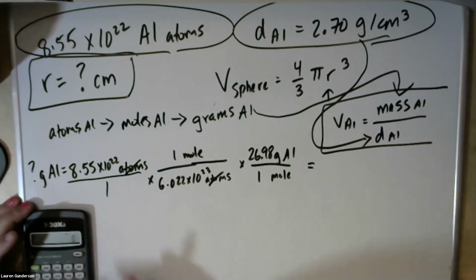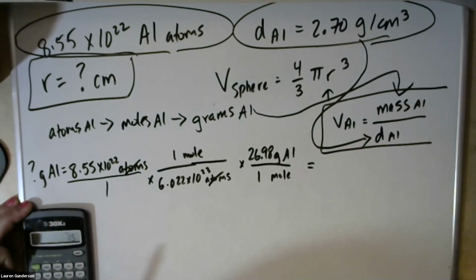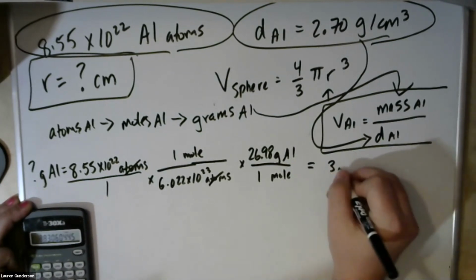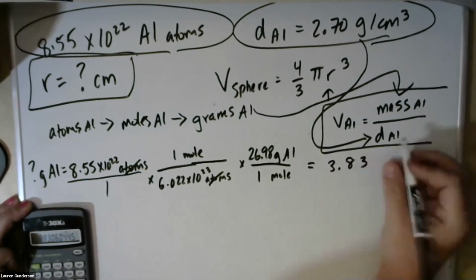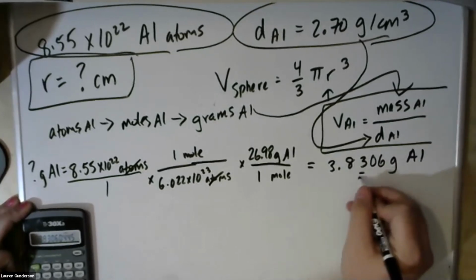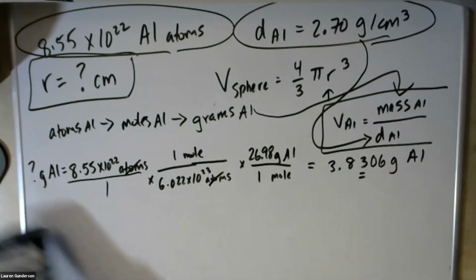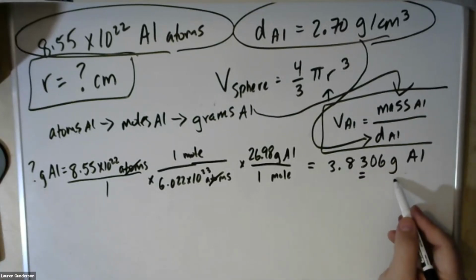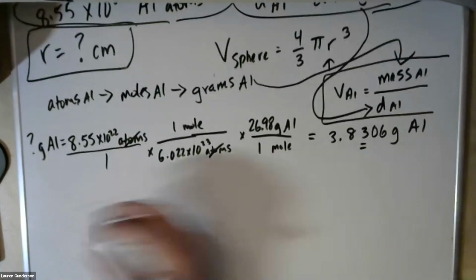So 1 mole of aluminum has 26.98 grams. Okay, so let's get a value here for our mass of aluminum. Okay, so we end up with a mass value of aluminum of 3.8306 grams. Okay. Now that I have this mass value for aluminum, now I can do my next step.